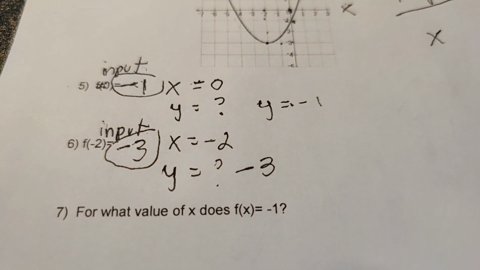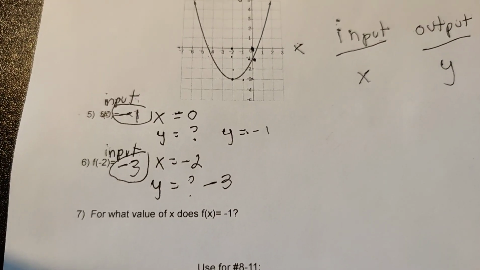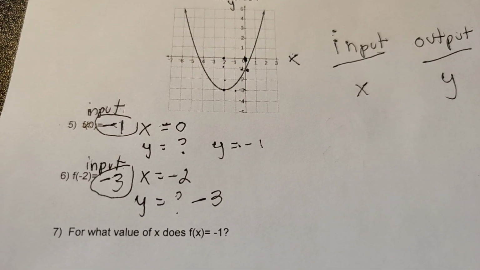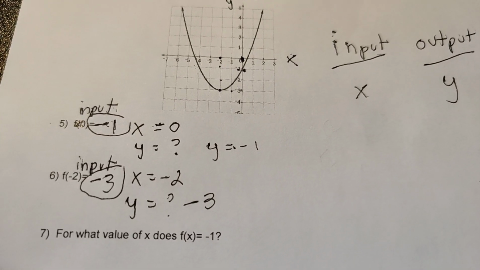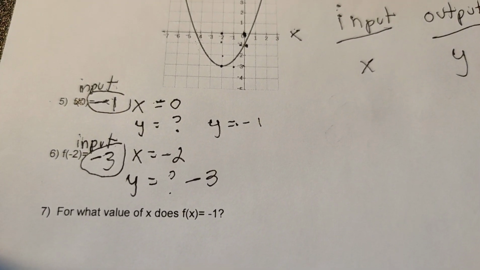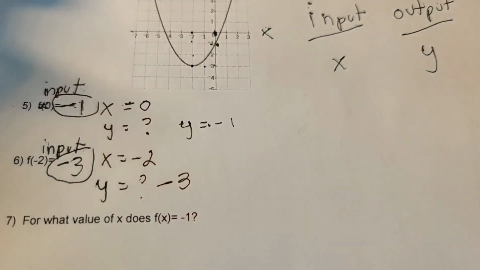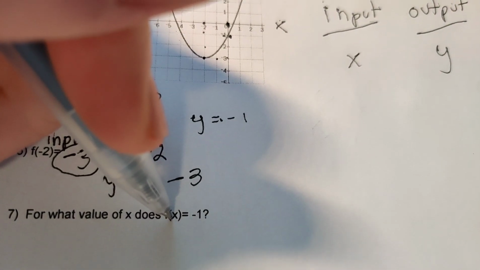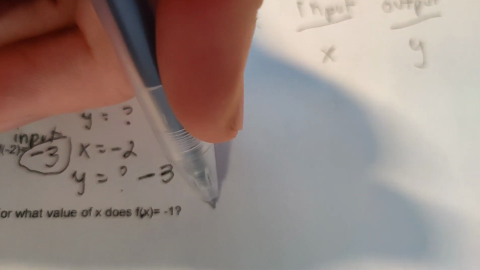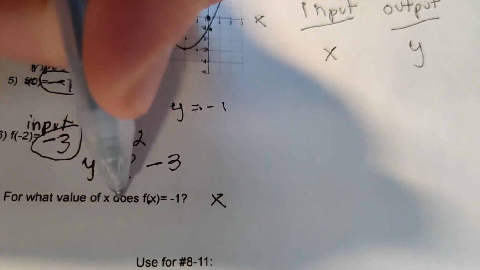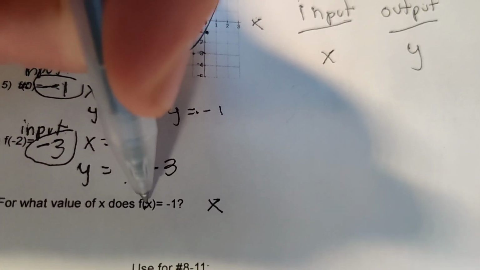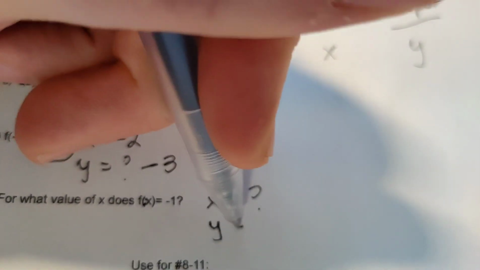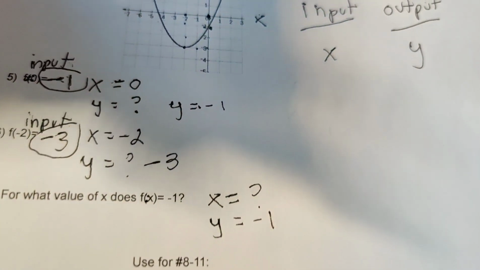All right, number 7, a little different. For what value of x does f of x equal -1? All right, so first step, you want to determine, is that -1 an input or an output? You should have said that it's an output because it is not inside the parentheses, okay? So let's summarize this. Do we know the x? No, because there's no numerical value inside there. I'm going to say x is question mark, y is -1, okay?